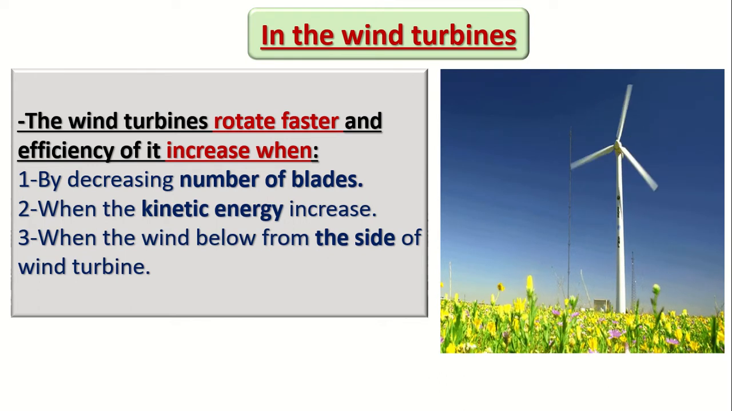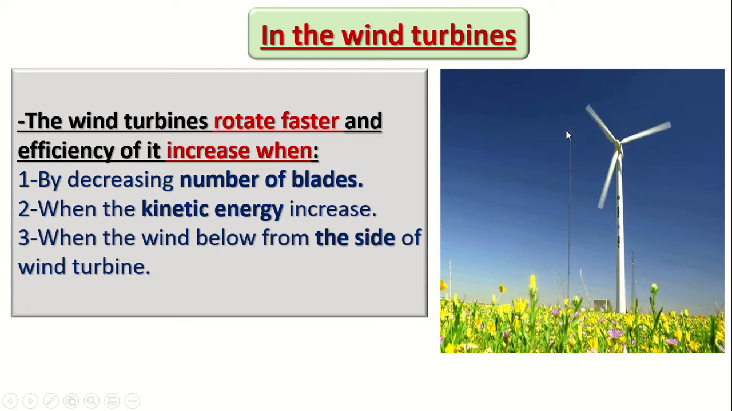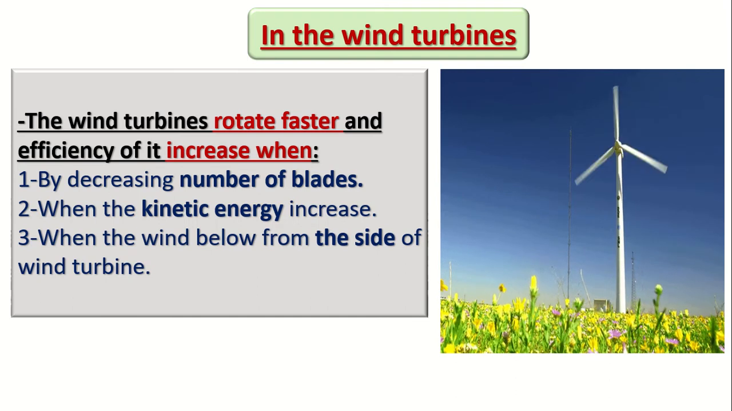Number three, when the wind blows from the side of the wind turbine, not from the front. When the wind is coming from the side, it is in the same direction as the blades, so it will move faster. So put right or wrong: when the wind blows from the side, it will decrease the speed of the wind turbines. No, it will be wrong because it will increase the speed.